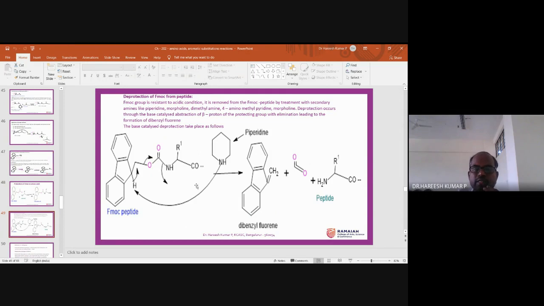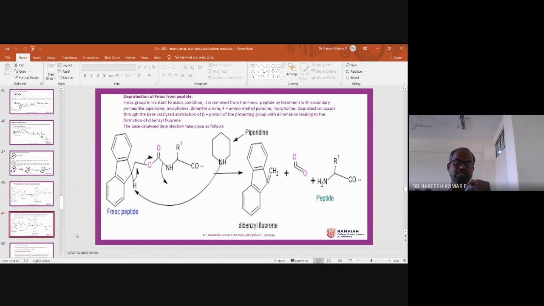You know that this compound is called piperidine. Piperidine is an organic base. Just by using piperidine, we can deprotect the Fmoc group in a peptide. This is the application in peptide synthesis, because you know that amino acids are sensitive to acidic as well as basic conditions, but piperidine is a mild base. It does not affect the amino acids. That is the reason this method is more popularized.